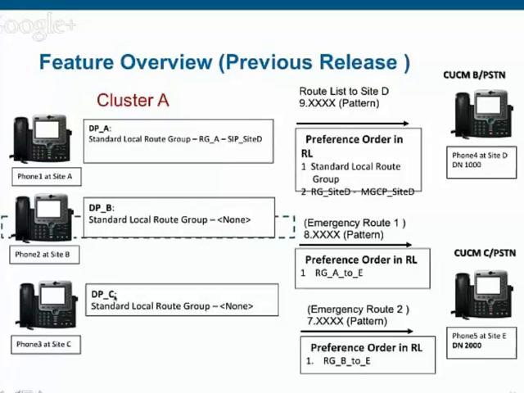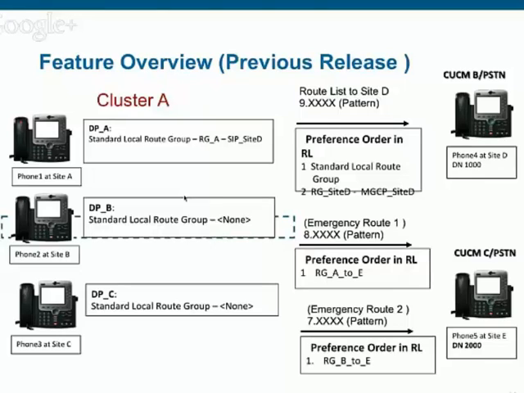Device pool B for phone B has nothing, and so does C. So the preference order in the route list is standard local route group, followed by route group site D, MGCP site D. Now let's say the user at site A dials the 9 followed by a 4-digit extension. It's always going to use route group A to SIP site D as its preferred choice.